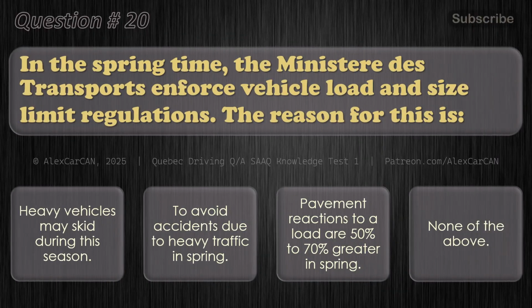Question number 20. In the springtime, the Ministère des Transports enforce vehicle load and size limit regulations. The reason for this is: heavy vehicles may skid during this season. To avoid accidents due to heavy traffic in spring. Pavement reactions to a load are 50% to 70% greater in spring. None of the above. The correct answer is: pavement reactions to a load are 50% to 70% greater in spring.